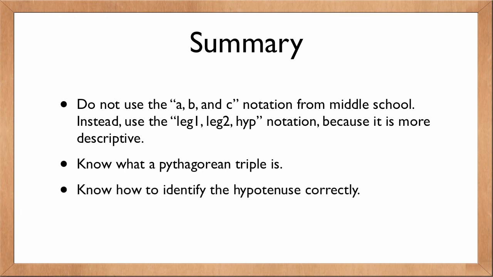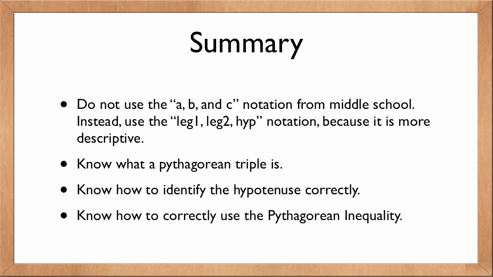Know how to identify the hypotenuse correctly. Remember, the hypotenuse is always opposite the 90-degree angle. And know how to correctly use the Pythagorean inequalities. So you'll have to know what you're dealing with, whether you have an acute, an obtuse, or a right triangle.